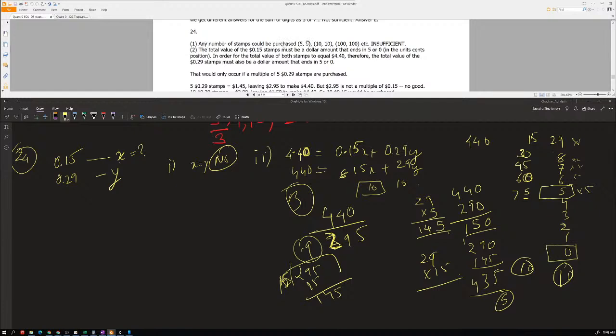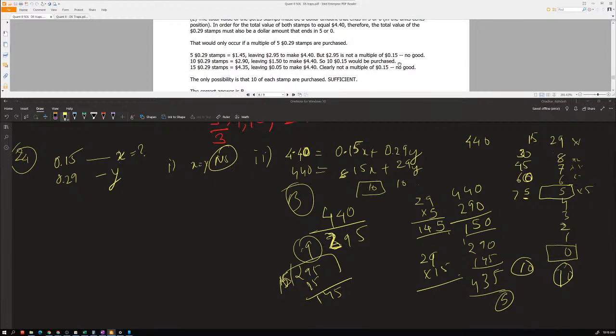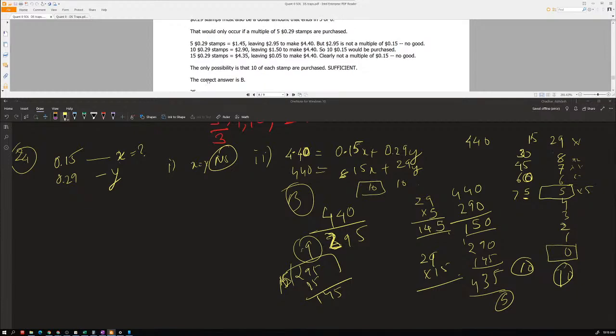Any number of stamps could be purchased for 5, 10, 100, insufficient. The total value of the 0.5 stamps must be a dollar amount that ends with 5 or 0. That's right. And for the total value of both stamps to be equal to 4.40, the total value of the 0.29 stamps must be a dollar amount which ends with 5 or 0, which is the same thing that we did. That would only occur if a multiple of 5 of the 0.29 stamps are purchased. 5 stamps would be 1.45 and 2.95 to make 4.40, but 2.95 is not a multiple of 0.15, so not good. And here they are taking 10 stamps, which can be purchased, and here 15 stamps, which is again not good. So this is the same thing that we did, and the answer is B.